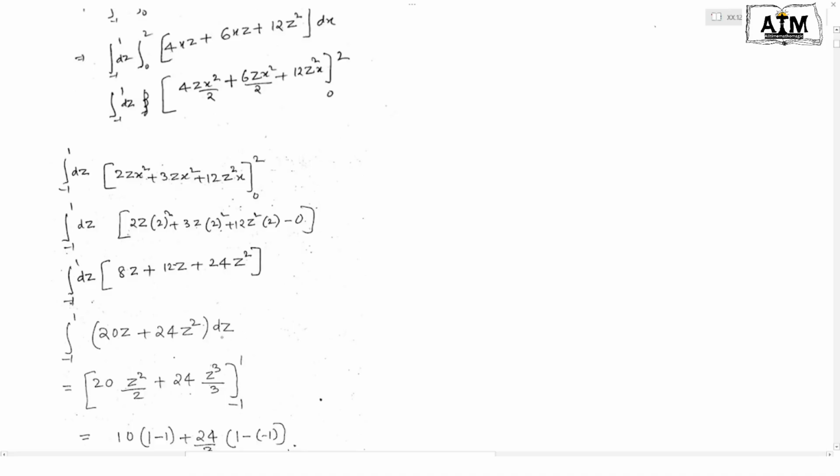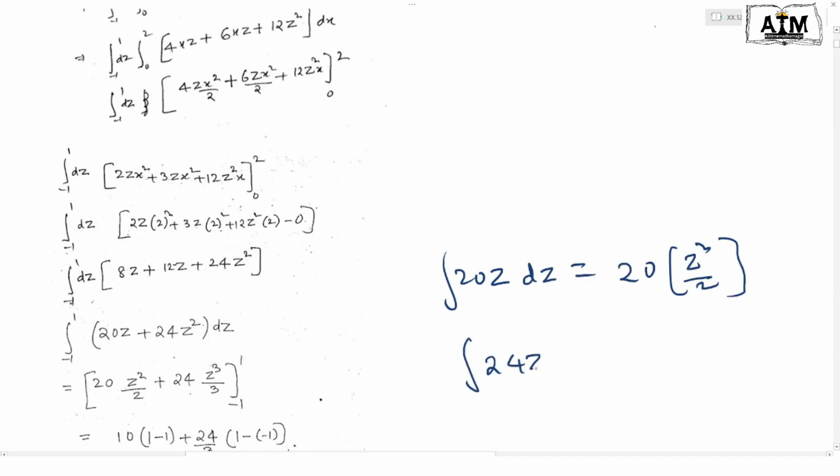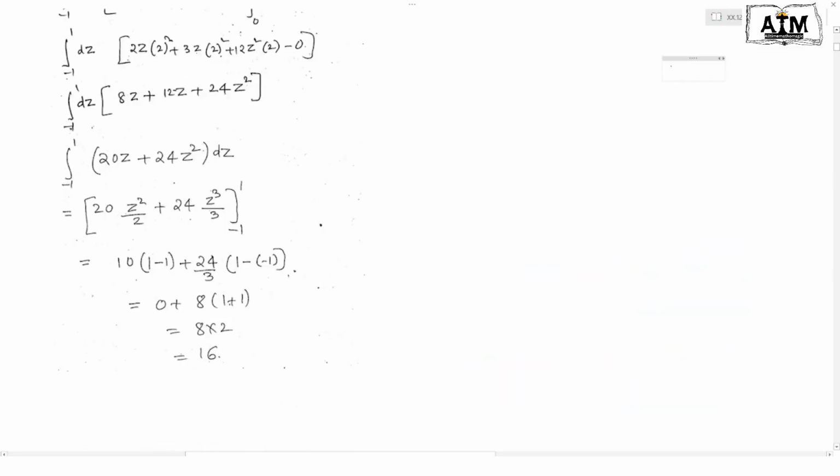Now integration with respect to z. So integration of 20z with respect to z is equal to 20z square divided by 2, and integration of 24z square, that is equal to 24 times integration of z square with respect to z. That is nothing but z cube divided by 3. So the limits are minus 1 to 1.